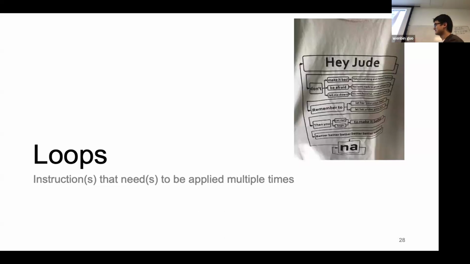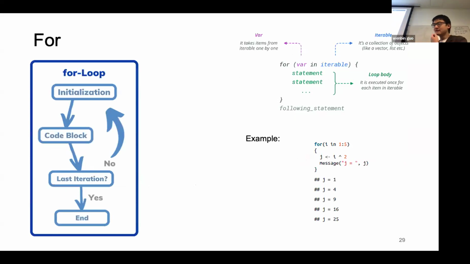It's very similar in R code. There are some instructions that need to be applied multiple times, and we don't really want to write repetitive code. This will be a waste of time, and it's really hard to maintain. So we want something to do the loops for us. In R, I think there are three explicit loops. The first one is the for loop.